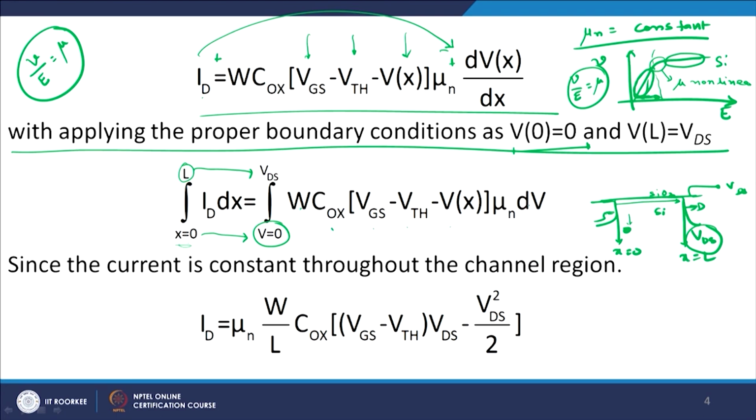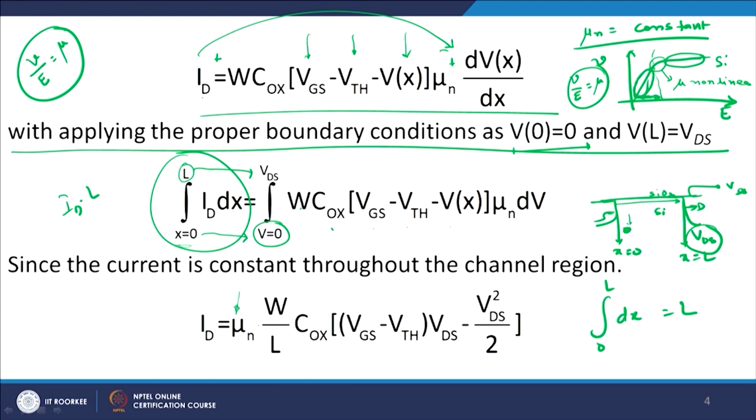So when you integrate this, this is straightforward. When you integrate the left-hand side, this becomes Id into L, because the integral of dx from 0 to L is nothing but L, and therefore that L goes to the denominator. So I get W by L, and this mu is already there, I bring mu outside, this is Cox, and then this mu also comes in the front because it is a constant.